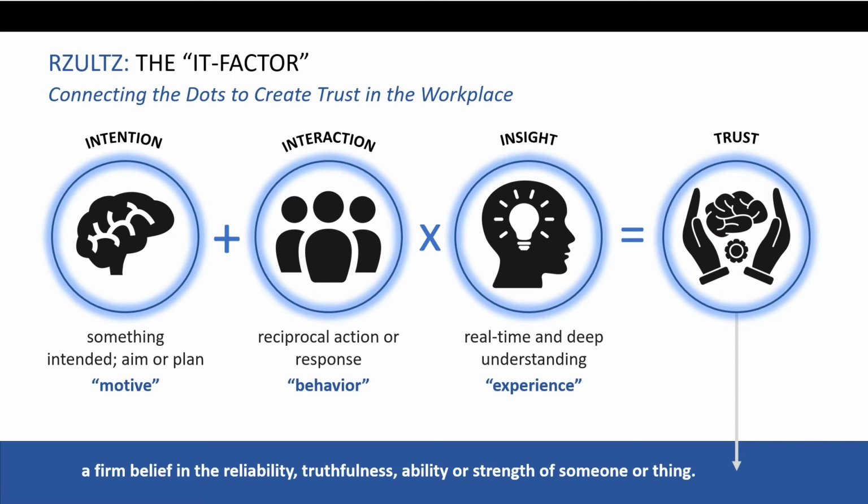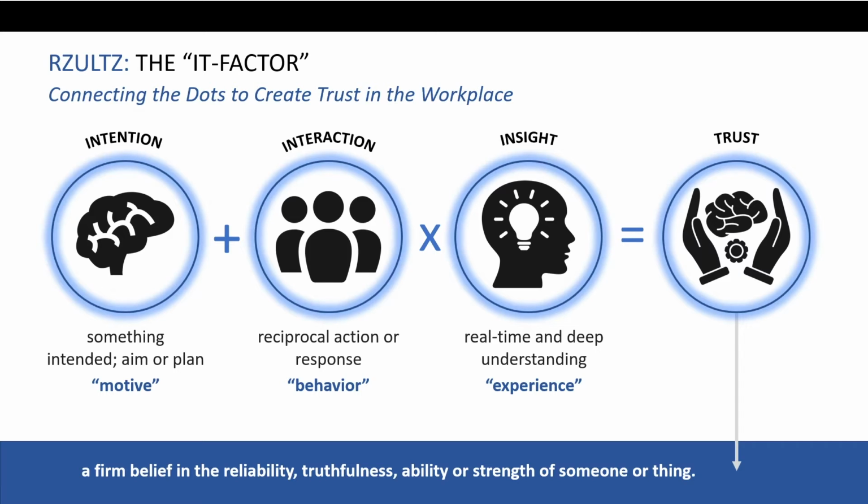Recall that intent is the purpose, plan, or outcome an individual or team aims to accomplish. Intent is motive. Interaction refers to the action, dialogue, or influence between 2 or more individuals. Interaction is behavior. And insight is the capacity to gain an accurate and deep understanding of a person or thing, to focus on what matters. Insight is experience and understanding. When we connect the dots of intent, interaction, and insight, we create trust. And trust, of course, is a firm belief in the reliability, truth, ability, or strength of someone or something.